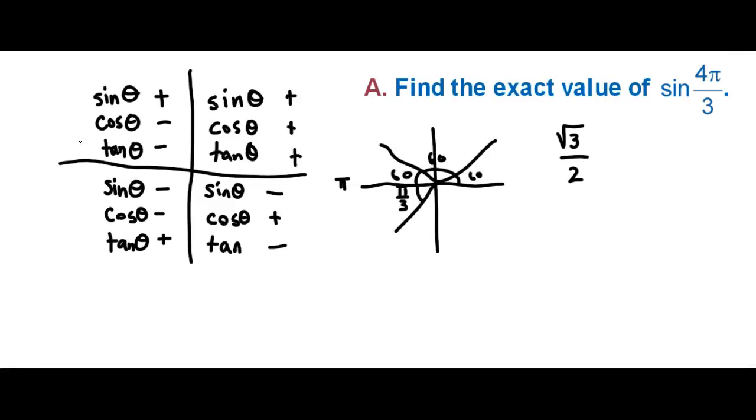So now we found the value. Now we need to just find the sign. And since we're down here in the third quadrant, notice the sine is negative. So my answer is going to be negative square root of 3 over 2. We'll look at another one here.